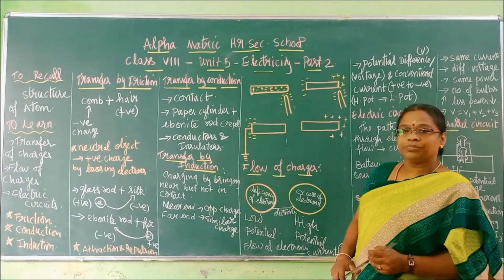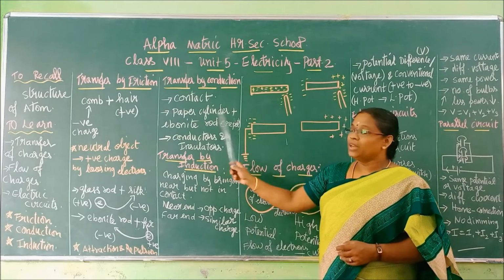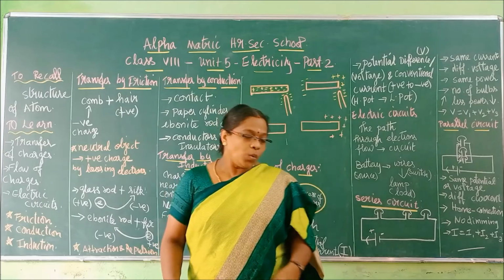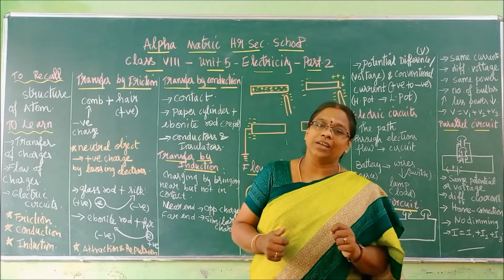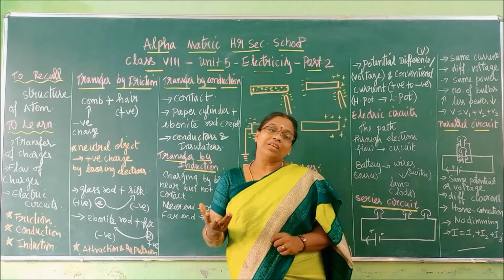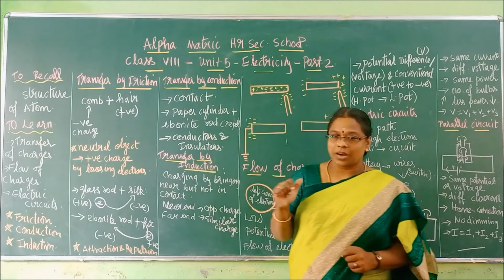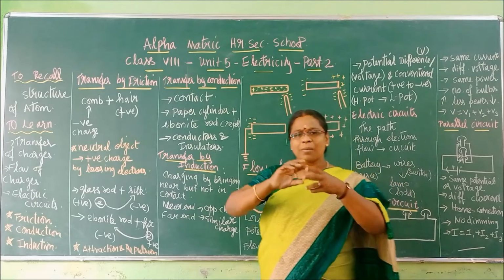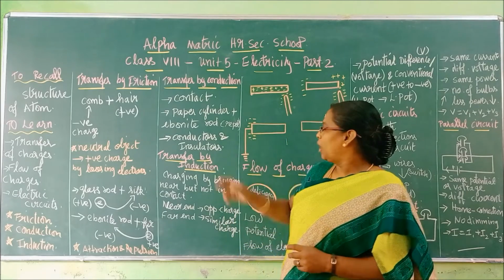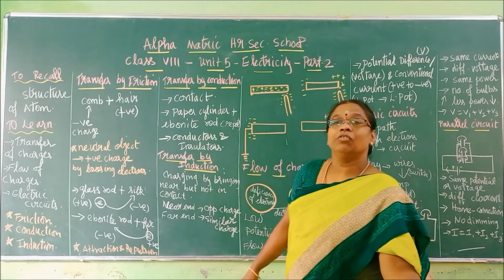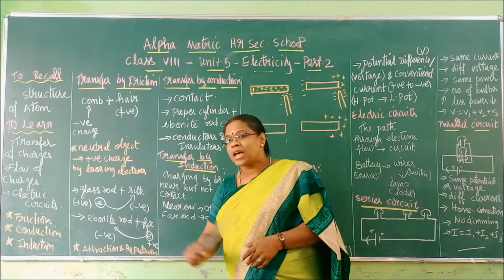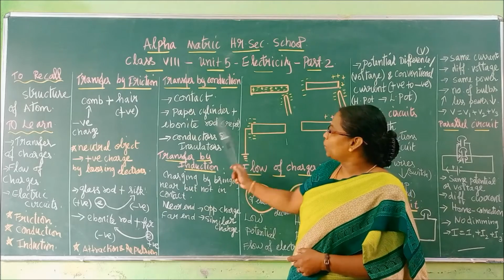transfer by conduction. In your book it is explained with an example of a paper cylinder and an ebonite rod. With a paper, we will make a cylinder. This is a very simple experiment, and real-time examples will be more effective than this. Now near that cylinder, if you bring an ebonite rod, the ebonite rod rubbed with fur will get a negative charge.